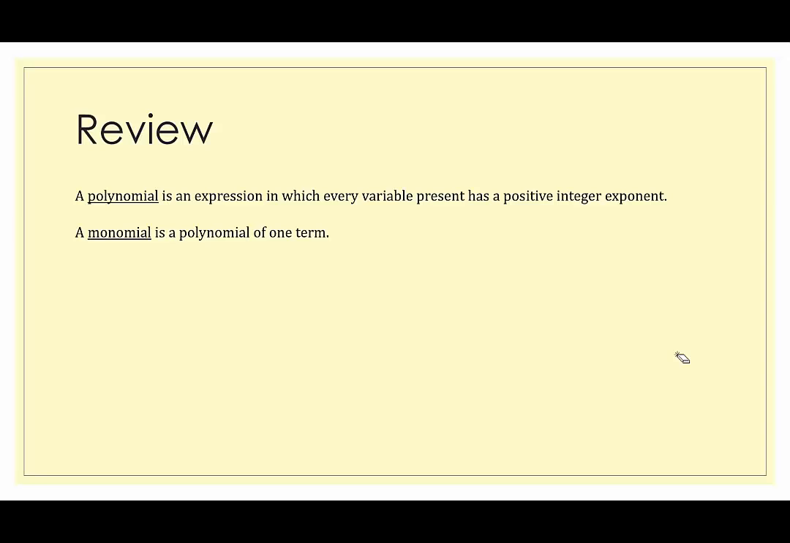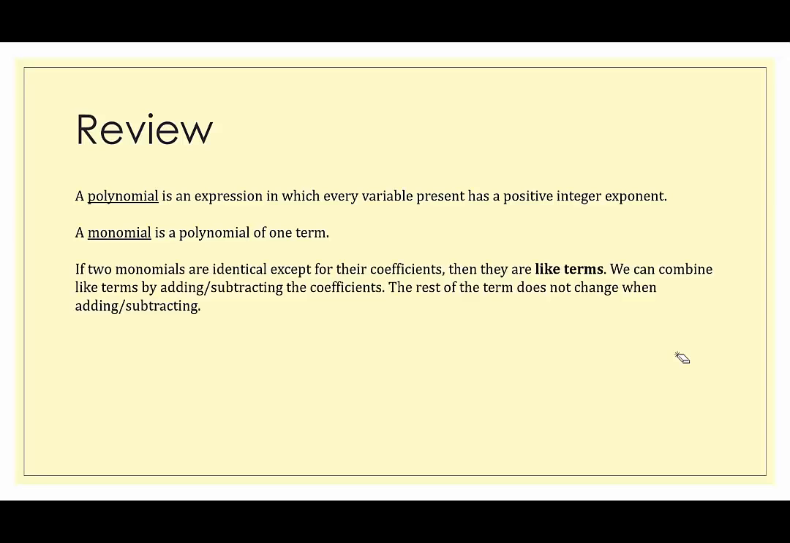A monomial, that's a polynomial that contains one term. If two monomials are identical except for their coefficients, then they are like terms. We can combine like terms by adding or subtracting the coefficients depending on the signs. When we do this, the rest of the term does not change. So there's a little bit of vocabulary to unpack here.